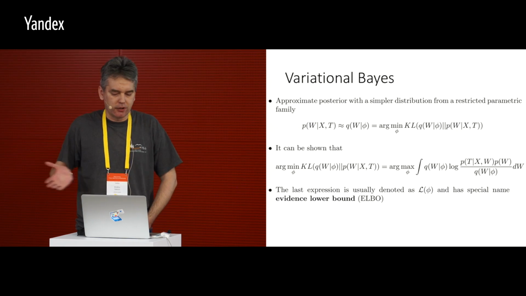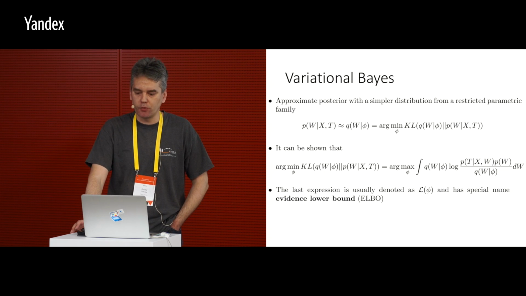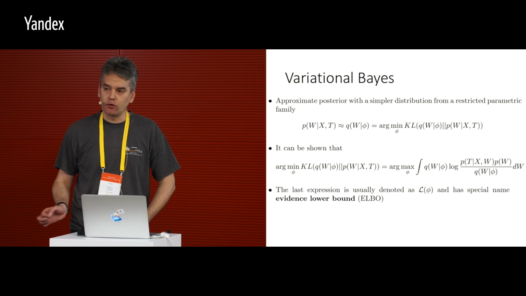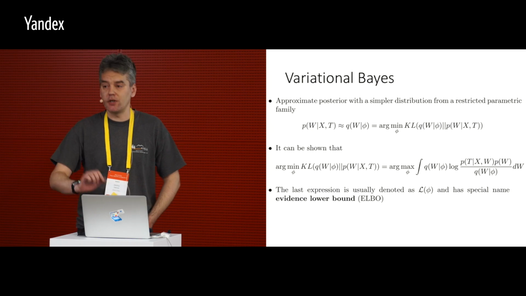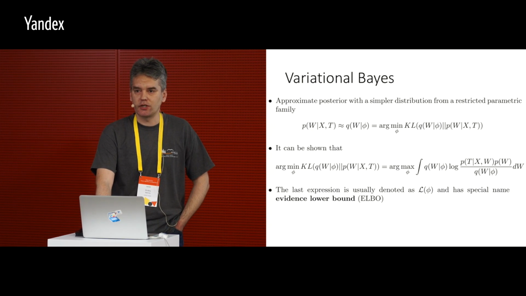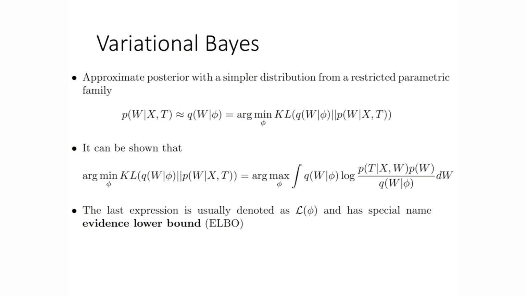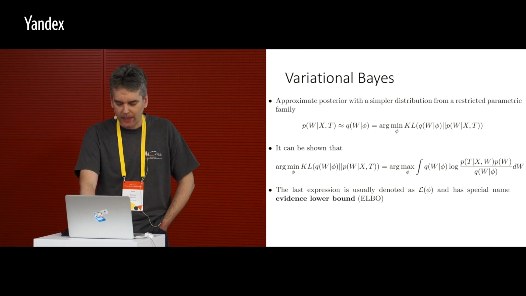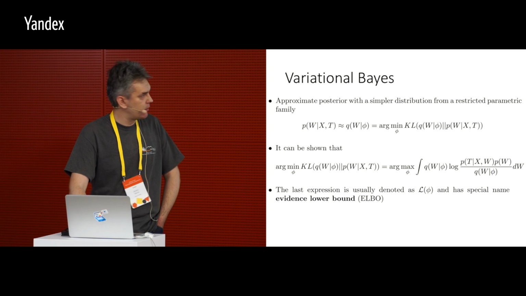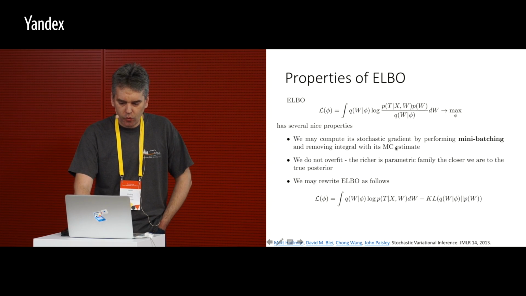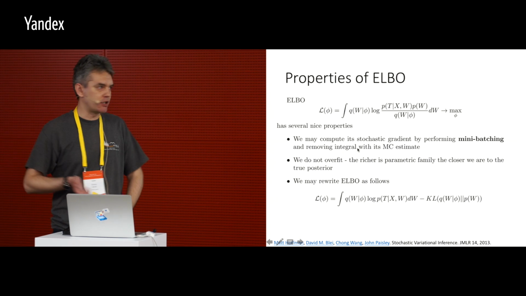You can take various distance measures, but probably the most popular one is KL divergence between variational approximation and the true posterior distribution. So the KL divergence itself is still intractable, but it can be shown that its minimization is equivalent to optimizing of ELBO, evidence lower bound. And although this ELBO is still intractable, we may optimize it using stochastic optimization framework.